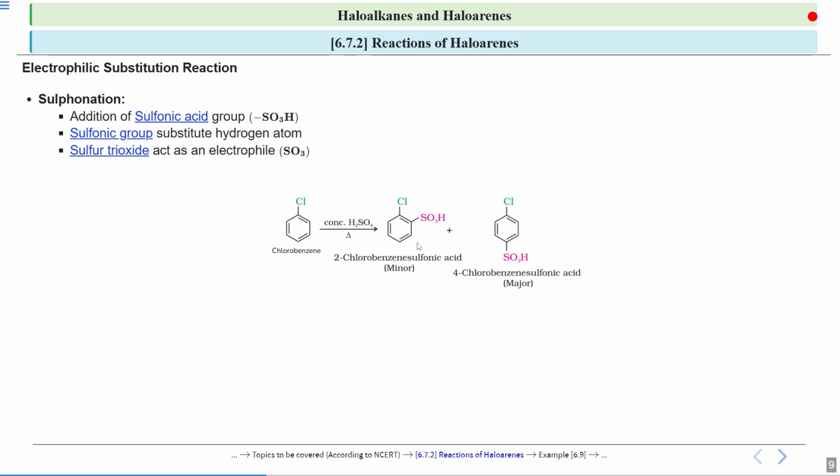para substituted haloarene, is your major product. The other one is your minor product, where the sulfonic acid group is attached at the ortho position. So these are the two products you get, a major and a minor. Now, how does the electrophile form in this reaction? The sulfuric acid dissociates into water and SO3, which is an electrophile. So sulfur trioxide acts as an electrophile, attacks the ortho and para positions of the benzene ring, and forms the major and minor products in the reaction.